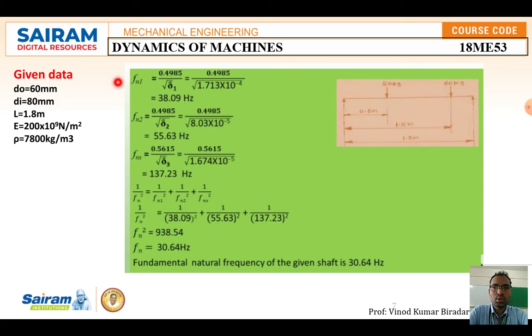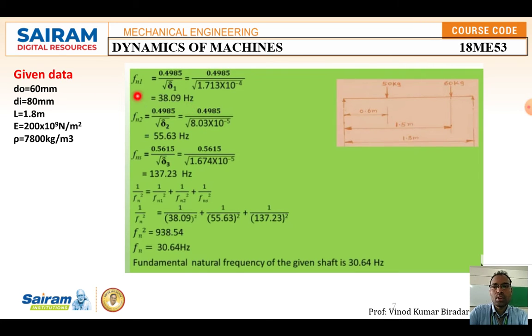So now after calculating all those things, you have to convert first. For the first two cases, you have to use the first formula. f of n1 is equal to what? 0.4985 whole divided by square root of delta 1. So substitute here the delta 1 value. So substitute and natural frequency f of n1 is equal to 38.09. The natural frequency unit is hertz.